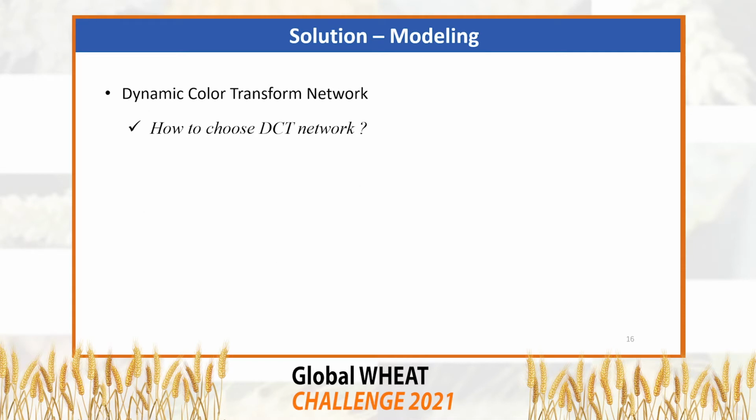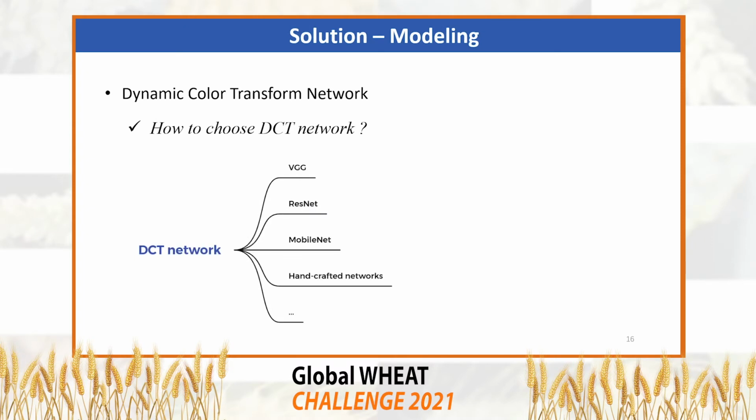But how to choose the DCT network? In practice, we can use any existing networks like VGG, ResNet, and MobileNet. One may also design their own DCT networks. In this competition, we use a ResNet as the DCT network, which brings about 2% improvement on the ADA metric.